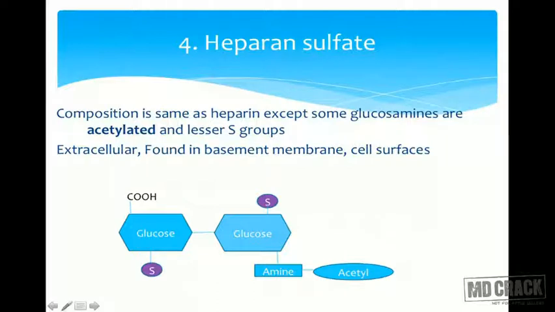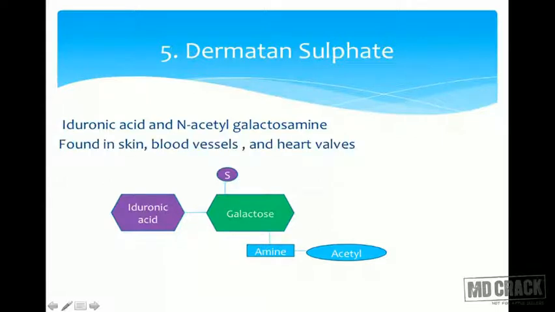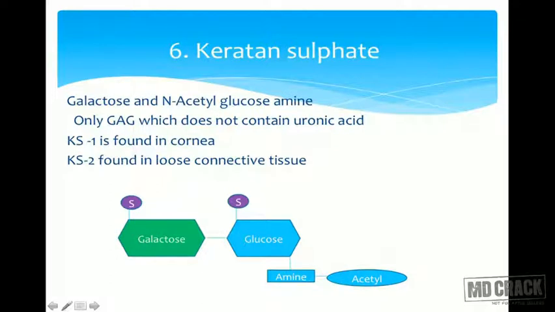Heparan sulfate is one more heteropolysaccharide. Compared to heparin, it is acetylated. That's the only difference, and maybe a bit lesser of sulfur groups, and it is extracellular, found in basement membranes and cell surfaces. Dermatan sulfate is made up of iduronic acid and N-acetyl galactosamine, found in skin, blood vessels and heart valves. So, keratan sulfate is galactose and N-acetyl glucosamine.